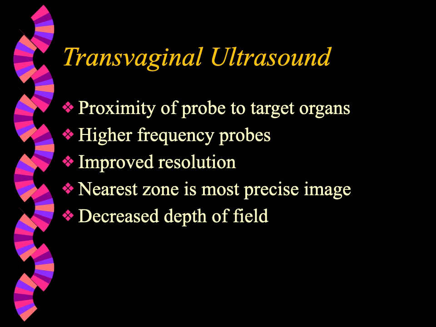For the most part, we use transvaginal ultrasound when doing gynecologic imaging. This offers several advantages. We have proximity of the probe to the target organs, and because of this proximity, we are able to use higher frequency probes, which leads to improved resolution. The nearest zone to the probe gives us the most precise image. With the higher frequency probe, we have a slightly decreased depth of field, so that we are less able to visualize any pathology or organs that are greater than 9 or 10 centimeters away from the probe.